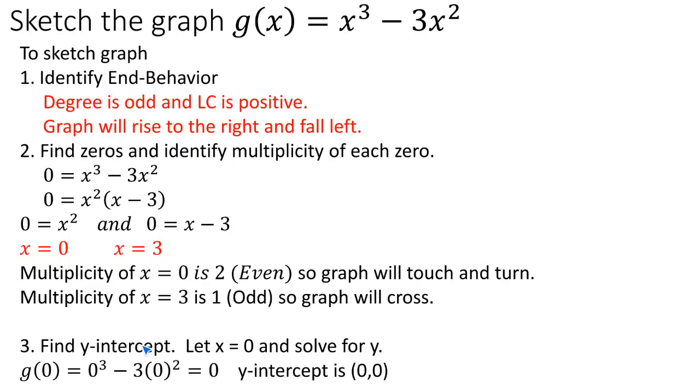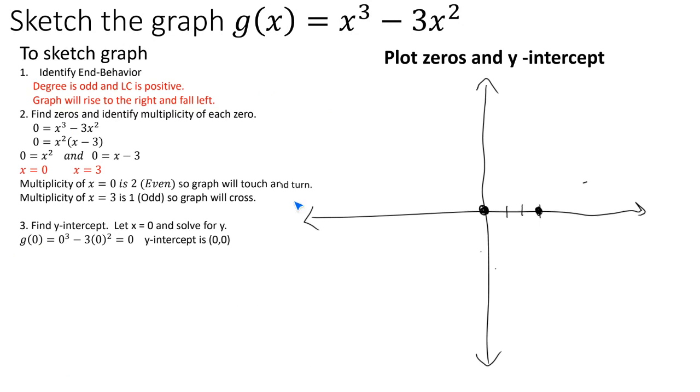Then the y-intercept is where we let x equal 0. So if I plug in 0 for all my x's, I get 0. So my y-intercept is at (0, 0). All these three things we need to start our graph. Once you have these three things, we can start by plotting your zeros and your y-intercepts. So here's my 0 and my 3.